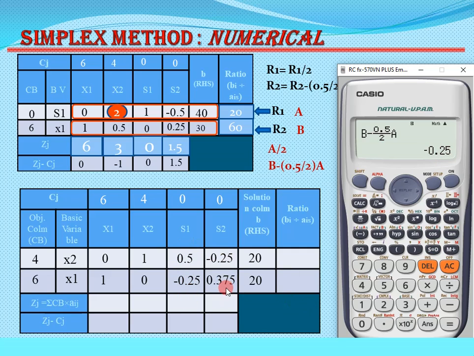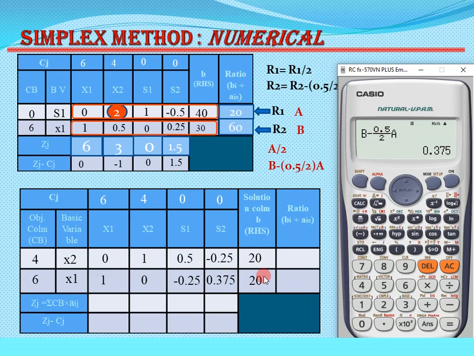To get the next column values, again press equal to sign. Now A value is minus 0.5. So don't forget to press this minus symbol, 0.5. Then again press equal to and B value is 0.25. So 0.25. By pressing equal to again, we will get A value as minus 0.25. Again press equal to sign to get the B value as 0.375. So we obtain the same values.